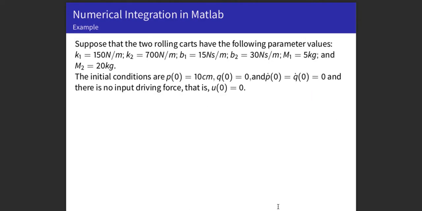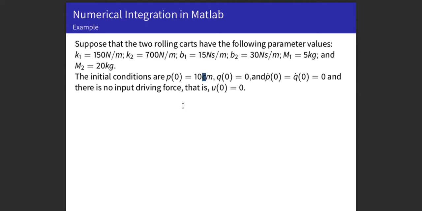Suppose that the two rolling carts have the following parameter values: K1, K2, B1, B2, and M1 and M2, with the initial condition P0 equal to 10. This should be 10 meters, okay? Not 10 centimeters. Q0 equals 0, P dot 0 equals Q dot 0 equals 0, and there is no input driving force, so U0 equals 0.